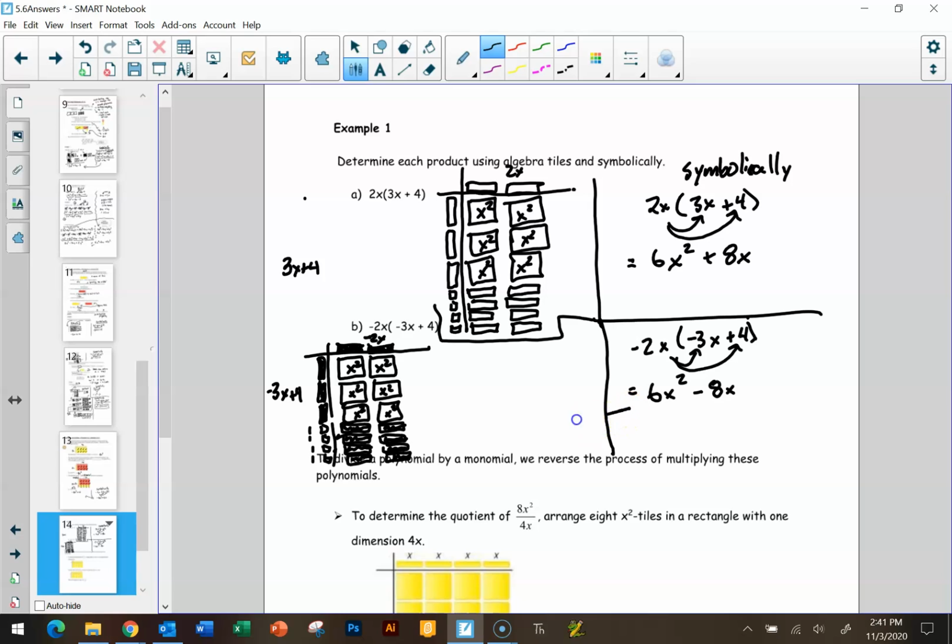Let's check to see if this answer matches what we've got on the other side. We've got 1, 2, 3, 4, 5, 6 positive x squareds, and then we've got 1, 2, 3, 4, 5, 6, 7, 8 negative x's, so that one checks out.